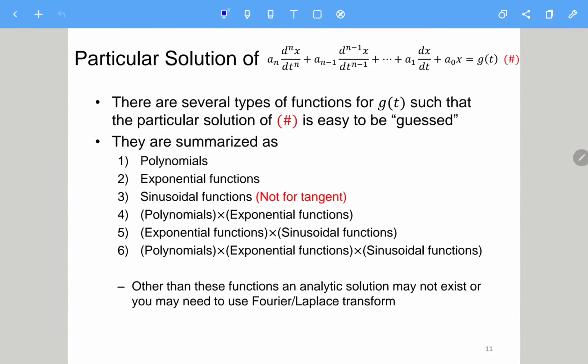Okay. So the next step is to solve for the particular solution. For the particular solution, there are several types: polynomial, exponential, sinusoidal. Not for tangent, only sine and cosine. Even not for cotangent, cosecant, I don't remember. It's only sine and cosine.